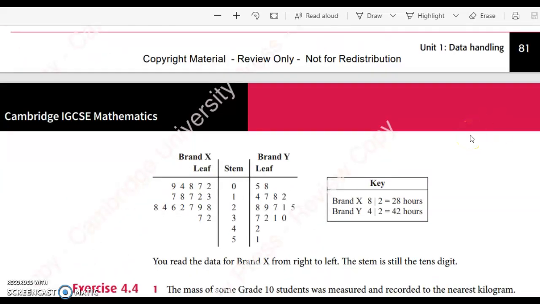So if you want to compare two brands, for example, in here you can put the stem in the center, and then brand X leaves on the left side, and brand Y leaves on the right side. So you can compare between two different brands. Then you may see that brand Y has bigger numbers than brand X. Okay.